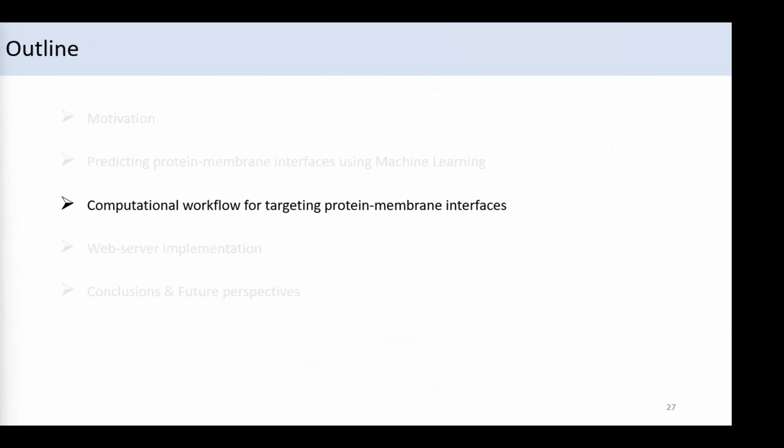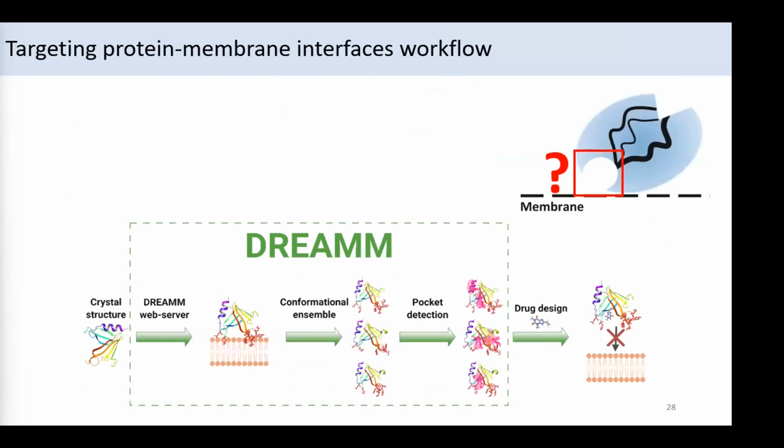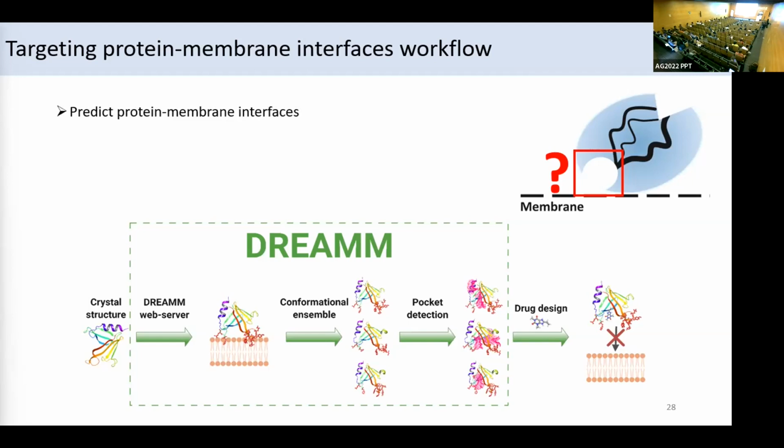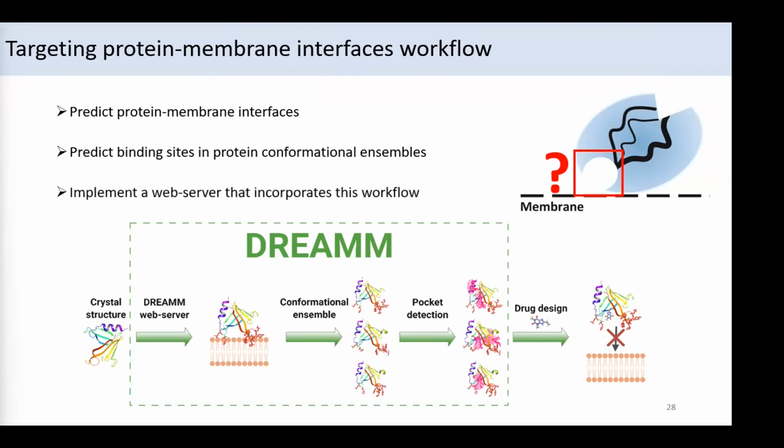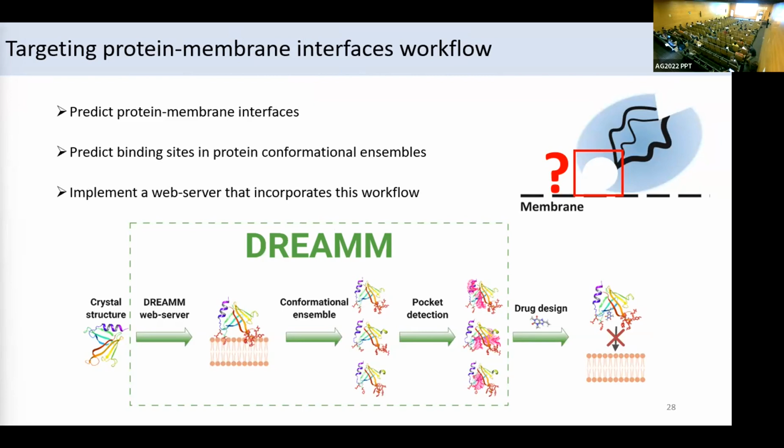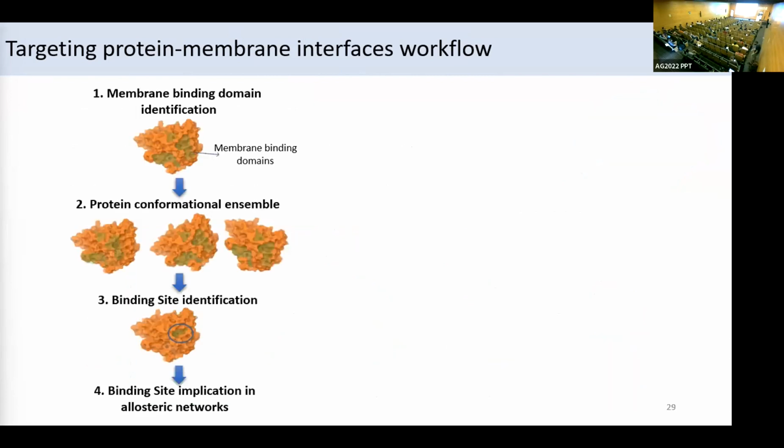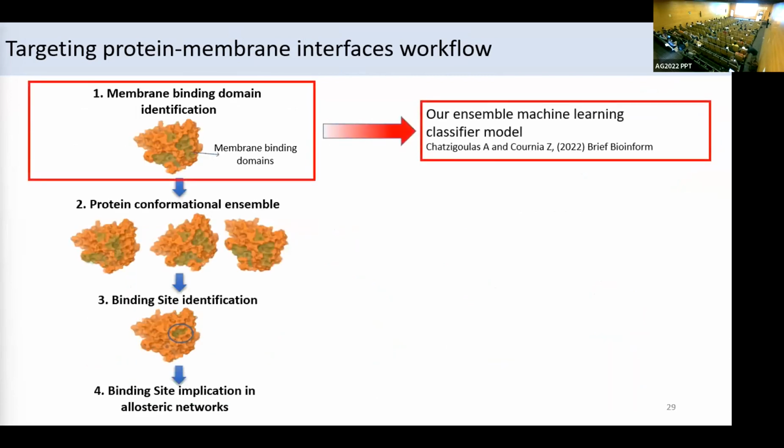But then we continued with creating a computational workflow for targeting protein-membrane interfaces. So our computational workflow starts with predicting the protein-membrane interfaces and continues with predicting binding sites in protein conformational ensembles. And this workflow was incorporated into a new web server for ease of access and ease of use. So for the first step, we created the machine learning classifier that I showed you.